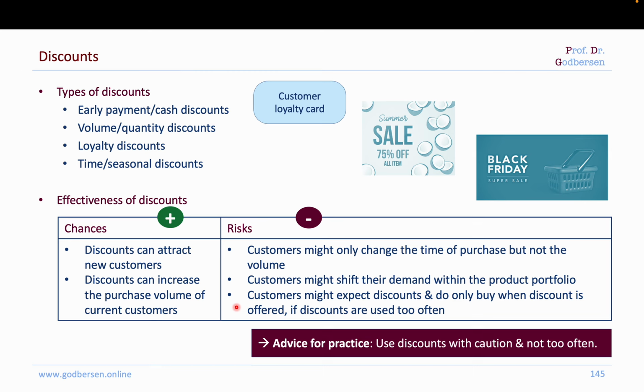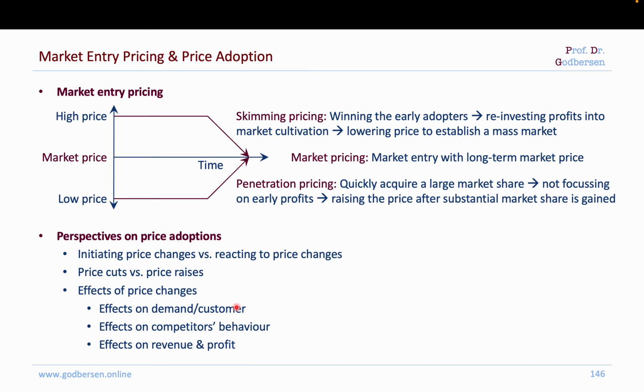Finally, for this section, what can you do with market entry pricing? How do you go into a market? And how can you adapt your price? So for market entry pricing, if you put this into categories, you have 3 options. You go in with a high price, you go in with a market price, and with a low price.